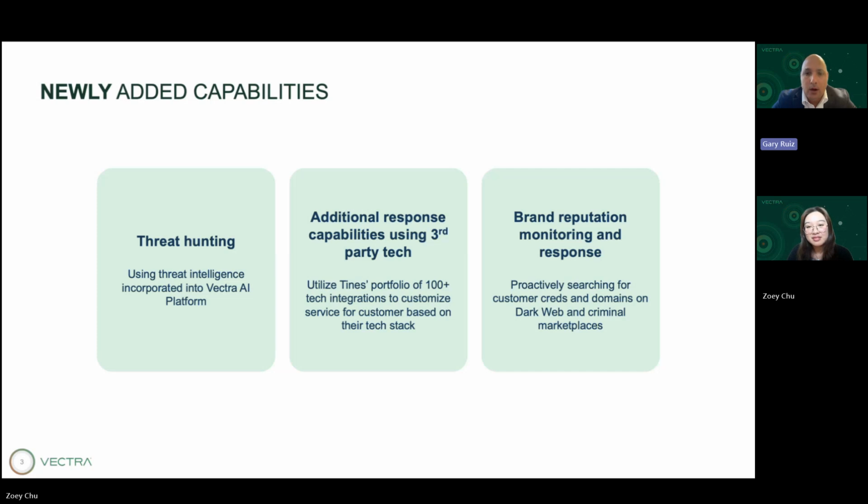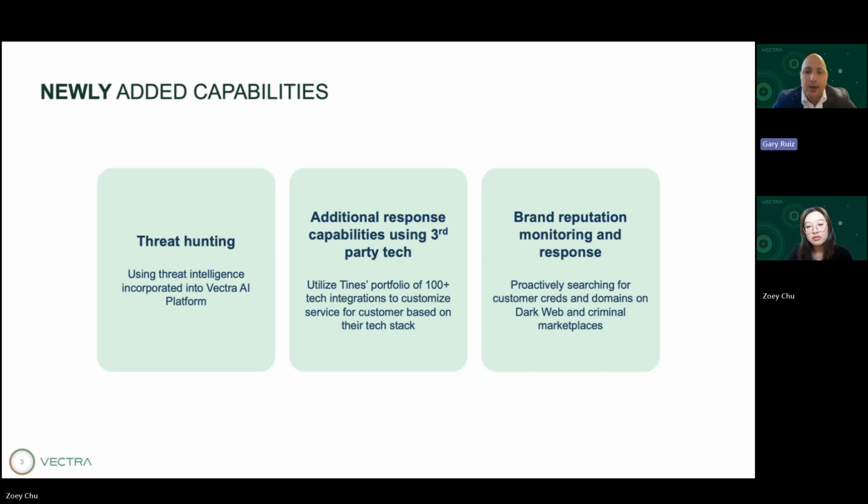As MDR and MXDR here at Vectra has grown over the past couple of years, we really want to do more for our customers. So the first is threat hunting, being able to use the visibility and capabilities that we have with our technology, leverage threat intelligence feeds, whether it's through other companies or some of the open source intelligence, to proactively identify attacks that may not have a detection or may not have an alert, and picking up on things that may be anomalous but may not be included in that detection. So that's really where threat hunting comes into play for the customers.